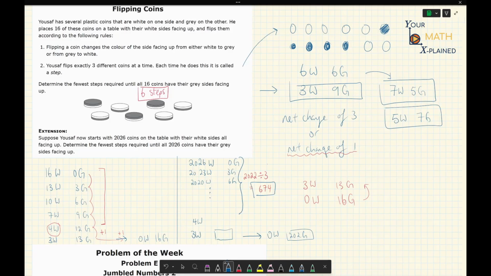So really, our final answer for this extension would be the 674 plus the 1 step to turn it into a 3 plus another 1 step to get it all gray. That would be 676 steps altogether.